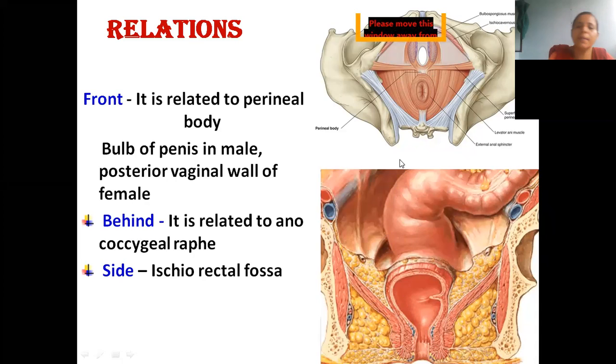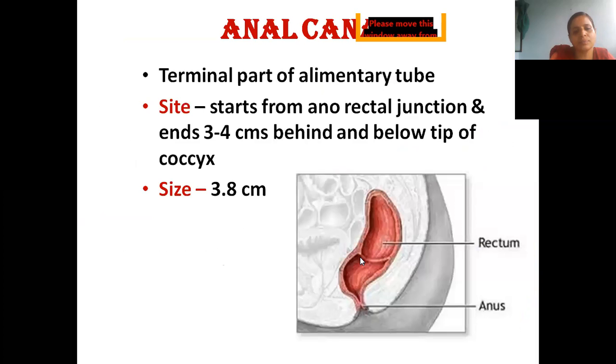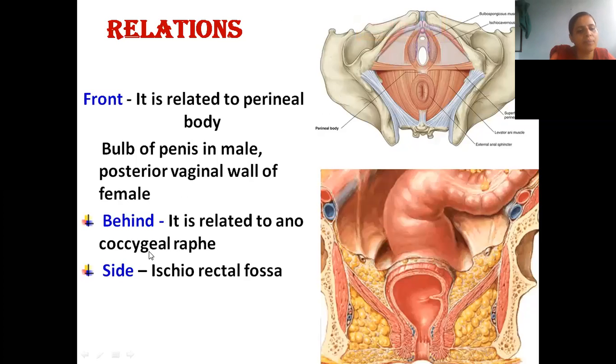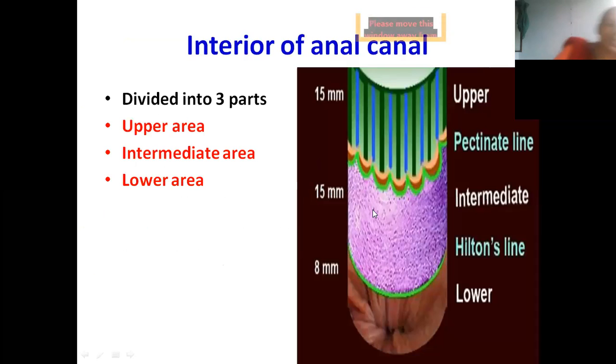Okay. Then behind, when you see from behind, suppose this is the anal canal and this is the coccyx. There is a connection between the coccyx bone and the anus. You call it the anococcygeal raphe. Okay, anococcygeal raphe. Now when you look into this 3.8 centimeter structure inside, it is divided into three parts: an upper part, an intermediate area and a lower part.